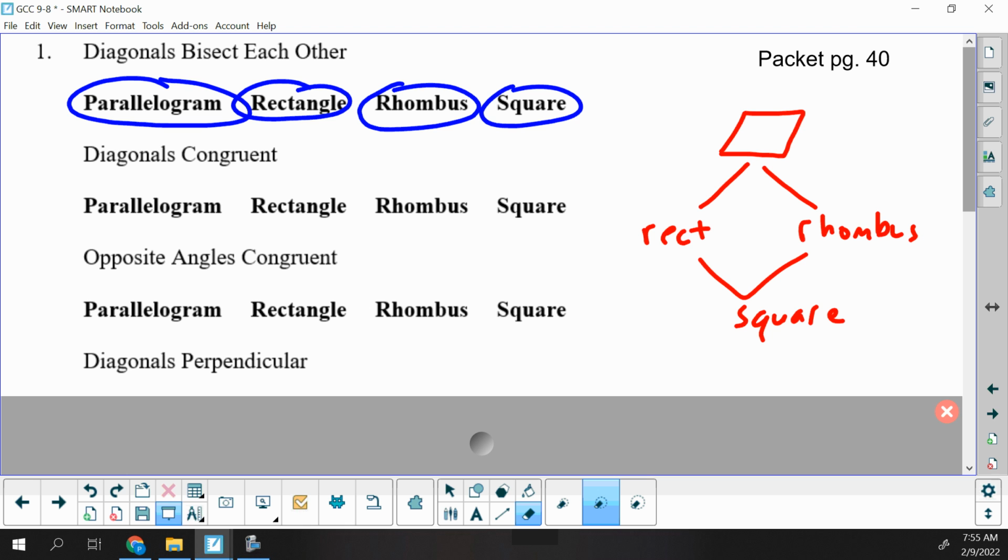Next, we want to think, what's the first one that implies diagonals congruent? Well, that's the rectangle. And then everything below it on the flowchart must also have it, so the square has it as well.